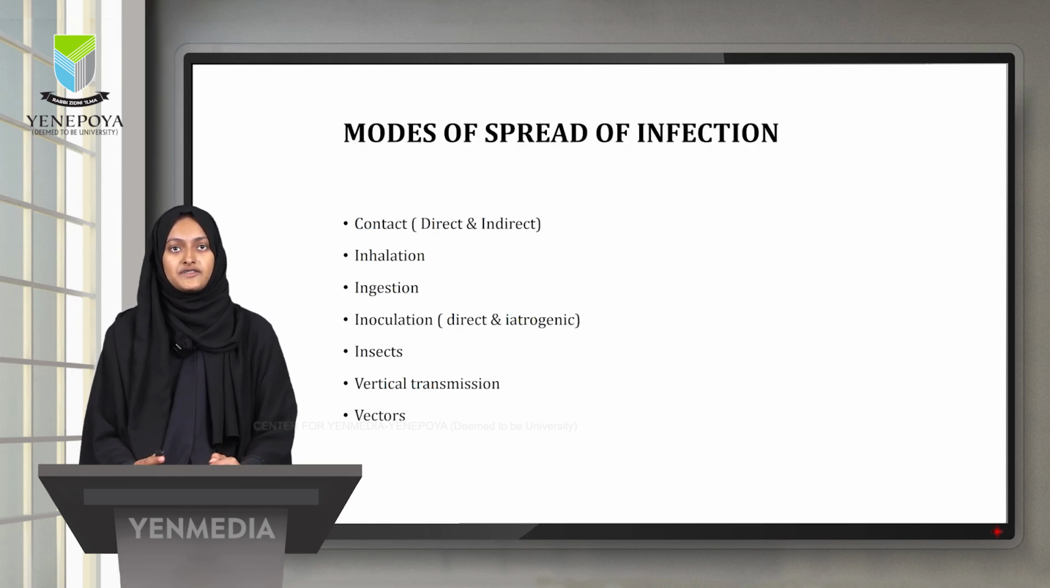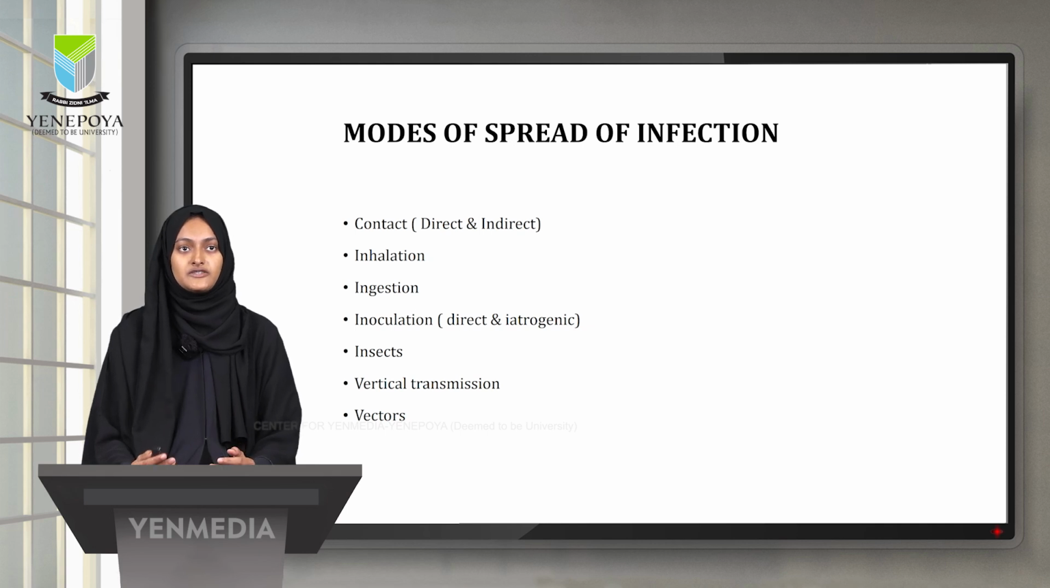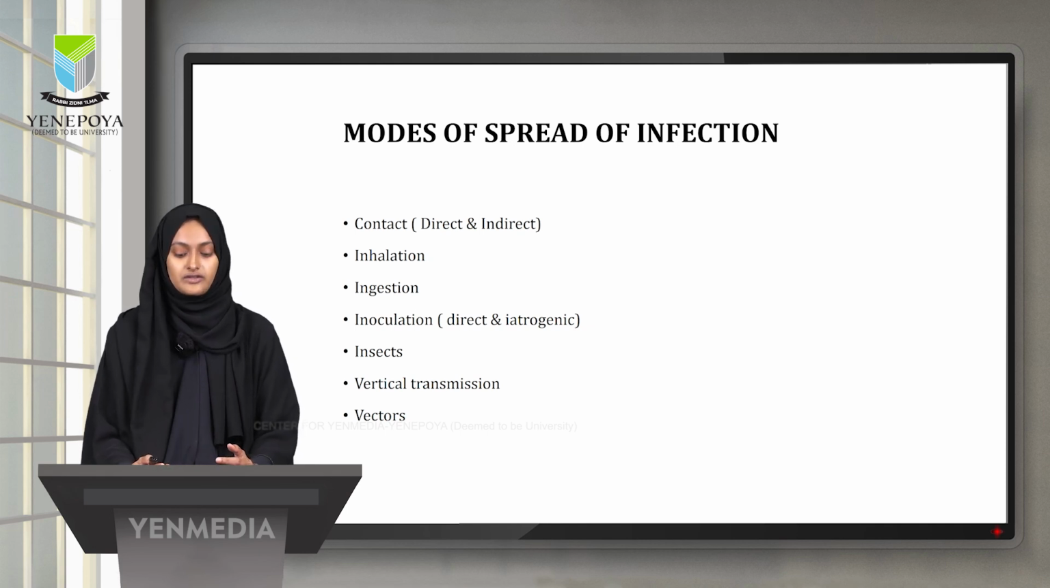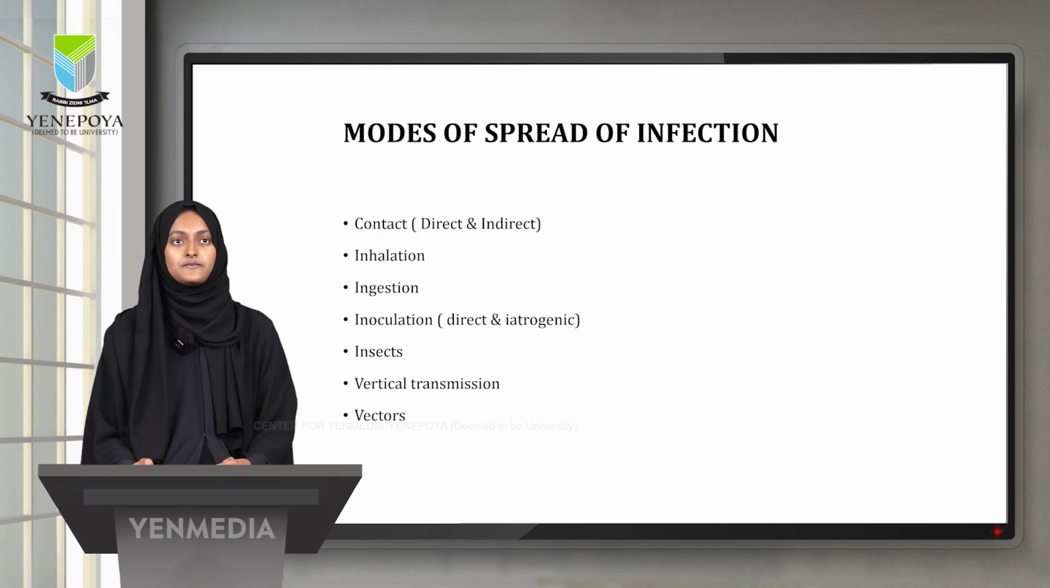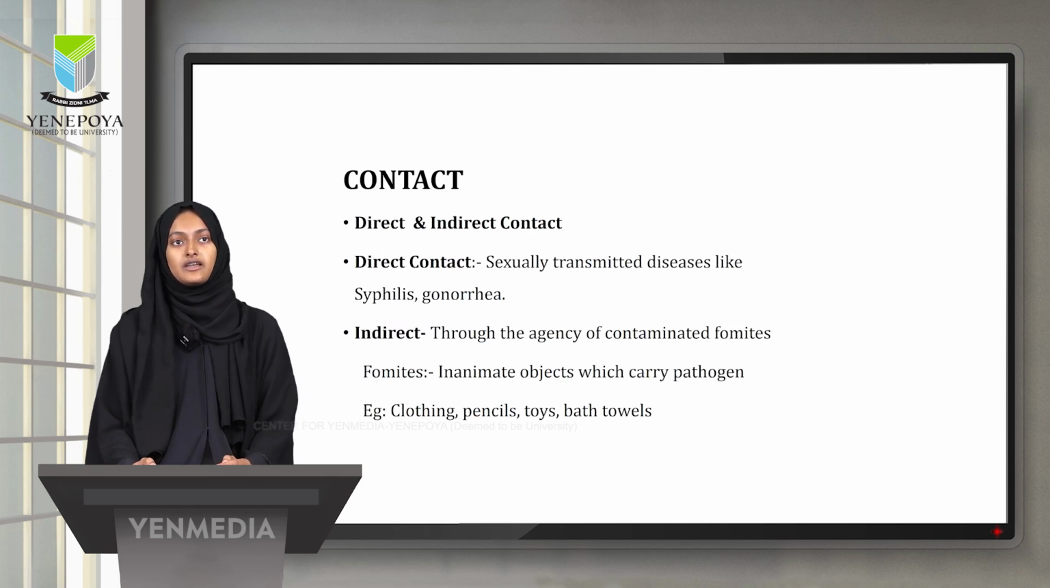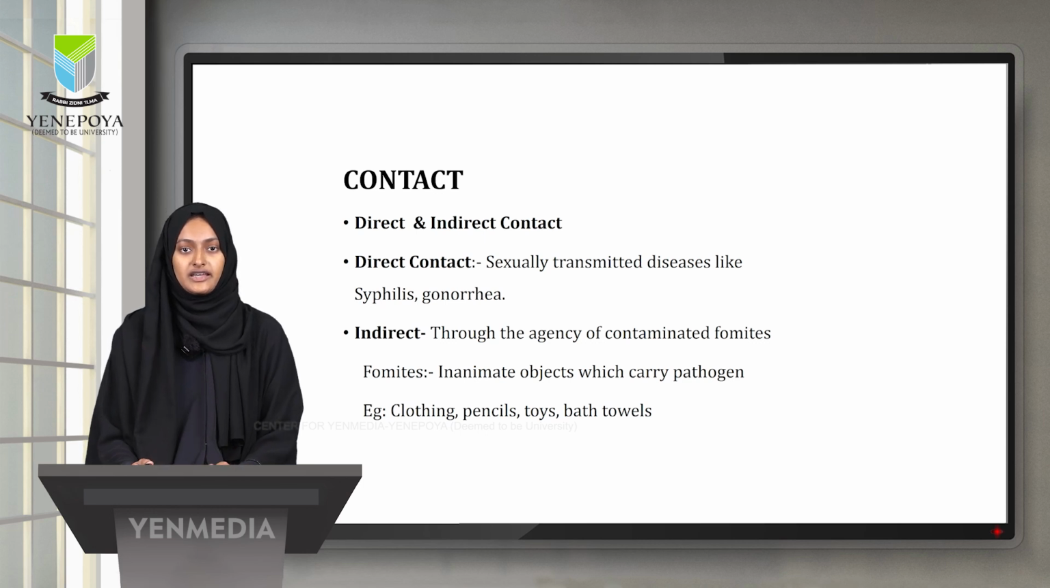Moving to the modes of spread of infection, how the infection will spread. There are different types based on contact, inhalation, ingestion, inoculation, insects, vertical transmission and vectors. So the first one, contact. There are two ways, direct and indirect contact.